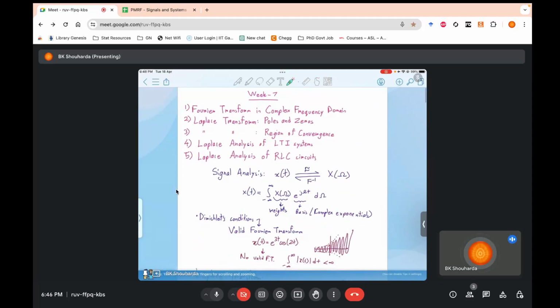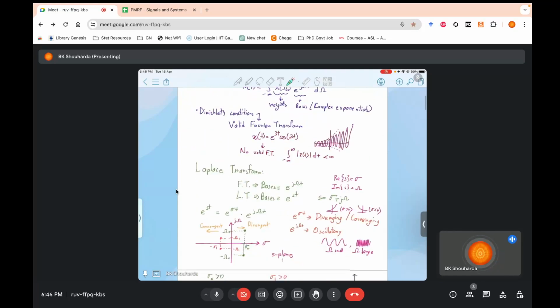Okay, Fourier transform in complex frequency domain, Laplace transform. So basically, till now we were working on the j omega domain, j omega axis. Now we move to sigma plus j omega, a generalized plane. Okay, so there's the Laplace transform.